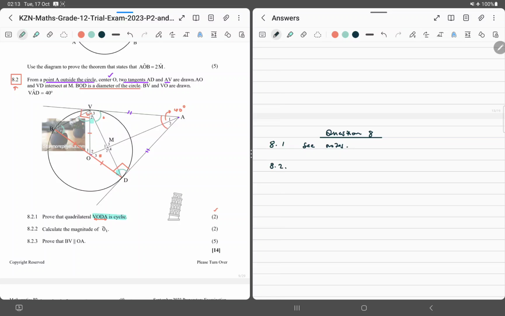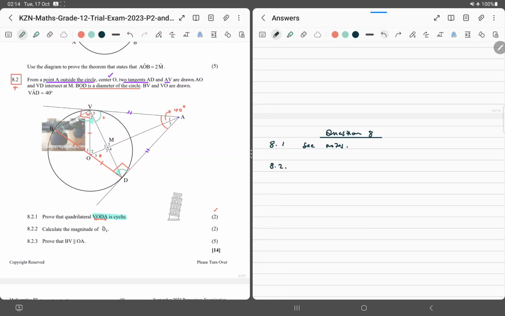But as you can see, guys, this is 90 degrees, that is 90 degrees. So the exterior angle is equal to the opposite interior angle. So that makes this guy a cyclic quad. Okay, so that is why it's 2 marks. It's not so much.